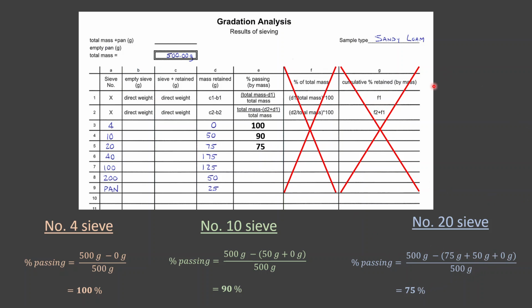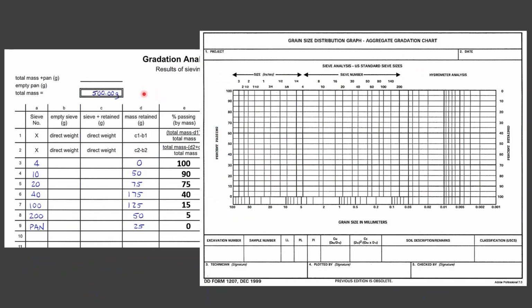Okay, hopefully you took some time to pause and fill those out, and if you ran those calculations, these are the percentages you should have gotten. 40% passing the number 40, 15% passing the 100, and only 5% of our soil passing the number 200 sieve. And if you've done your numbers right, 0% should pass your pan. So if these are our results, we can take those now and plot them and start to develop a gradation curve for this particular soil.